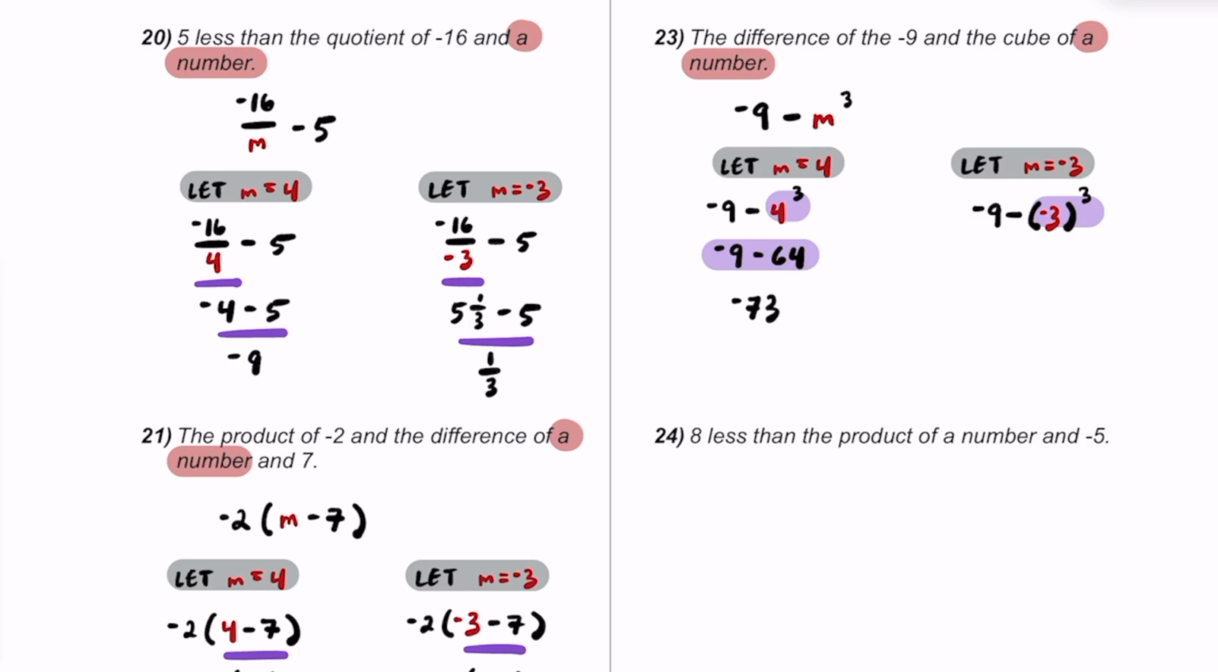So 3 times 3 is 9. 9 times 3 is 27. But it's negative 27 because there's 3 negatives. So we're going to have negative 9 minus, and I'm going to go ahead and write negative 27. That's what the negative 3 in parentheses cubed is equal to. Now this negative 9 minus this negative 27, if you rewrite that as a sum, it's going to be negative 9 plus 27, which is just 27 minus 9, and that's going to be 18. So that would be the value of this expression if m is equal to negative 3. I'm just going to go ahead and X out this one there because it's kind of confusing.